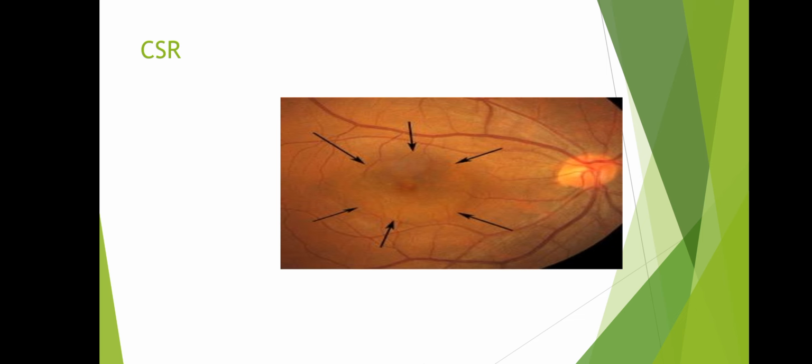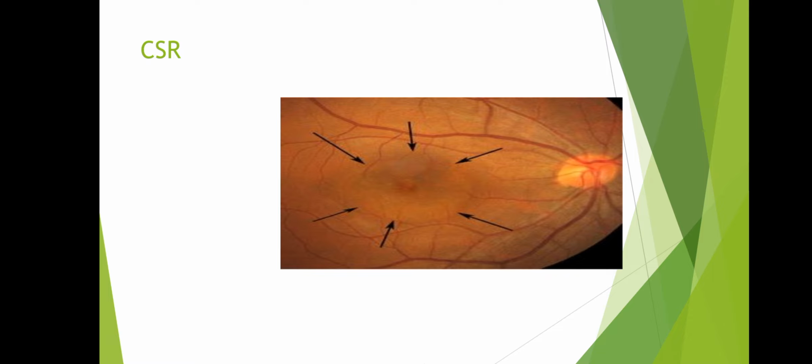Prognosis: 80 to 90% of cases of CSR undergo spontaneous resolution, and visual acuity returns to normal or near normal within 4 to 12 weeks. Mild metamorphopsia or micropsia may persist for a long period. 40% of patients develop a recurrent attack.